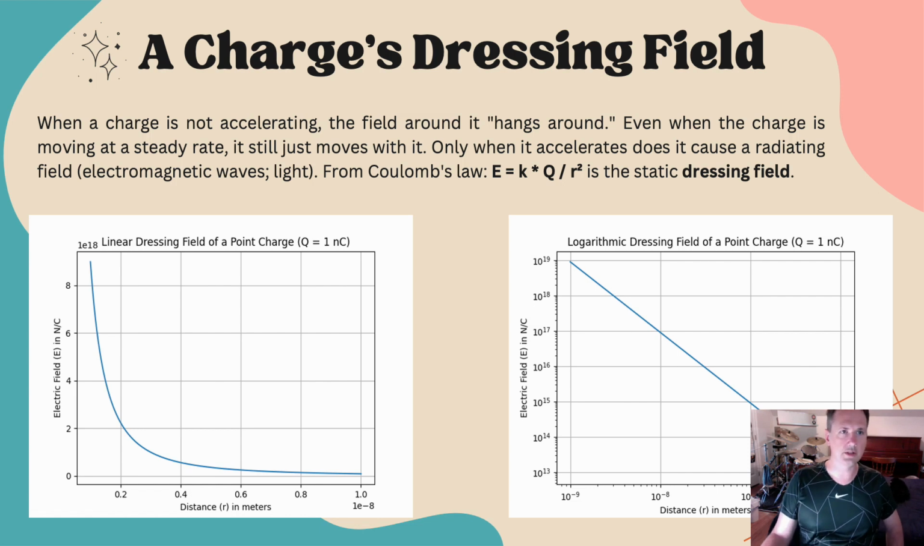So the charge's dressing field that hangs around it, if the charge is right here and you're going away from the charge a small amount, most of the field is very close to the charge and it drops off. If you put it on a log scale, you get a straight line. This is an equation that you can use to describe the dressing field.